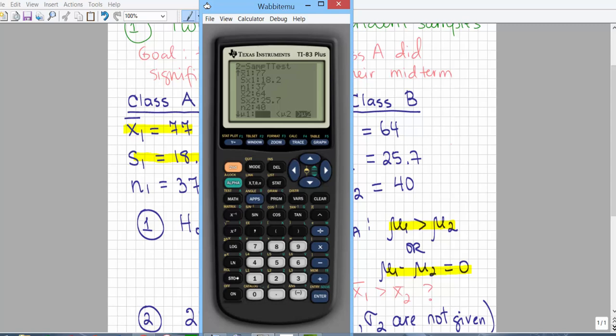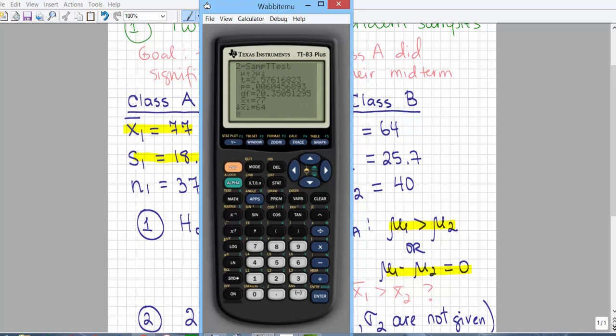The next step is to choose the right option on this line right here. What did I set this up to? Mu1 is greater than mu2, so I have to highlight this part right here. Notice that I have 77 for x bar 1 and 64 for x bar 2. That's also important. They need to match. And then pooled, always say no. Let's go ahead and calculate.